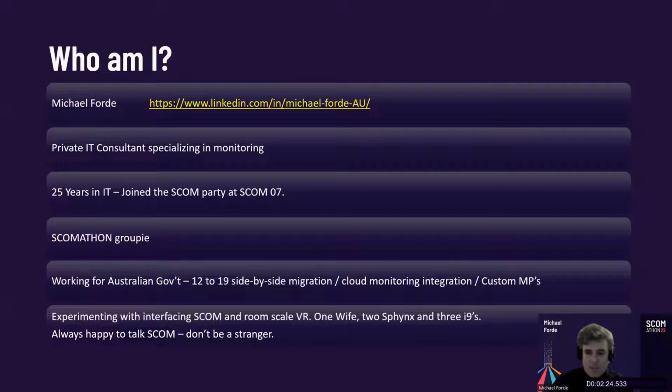This year I decided to take up the offer to talk at SCOMathon. I'm working for the Australian government at the moment, and just completed a 2012 to 2019 side-by-side migration, your standard enterprise level thing: a few thousand servers, lots of remote sites, 70 distributed apps, 100 or so custom management packs, running to the cloud, Azure, AWS, on-prem VMware ESX, regional Hyper-V. A standard enterprise level thing, which is perfect for SCOM.